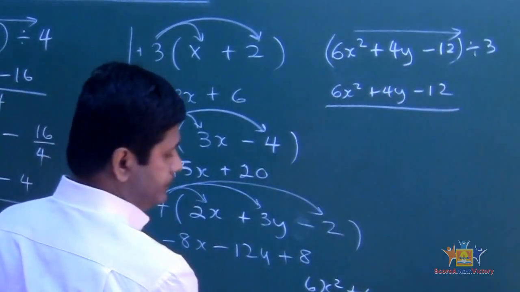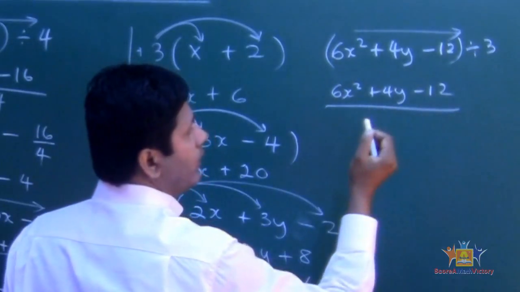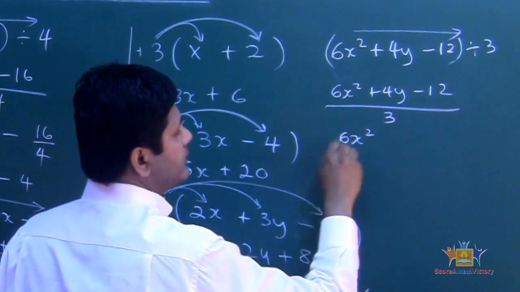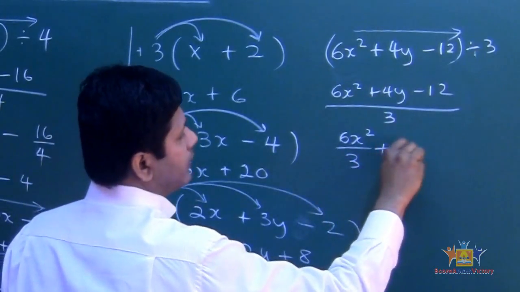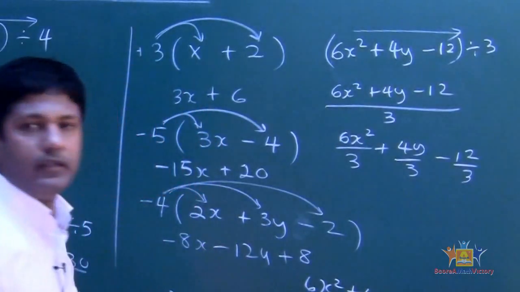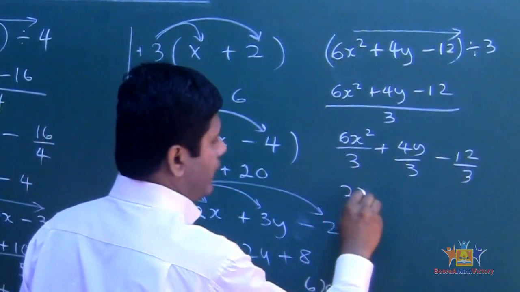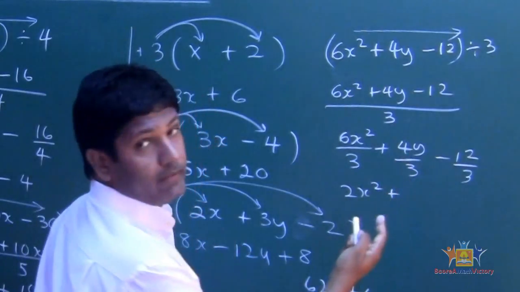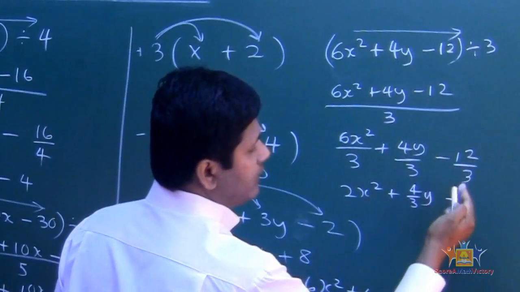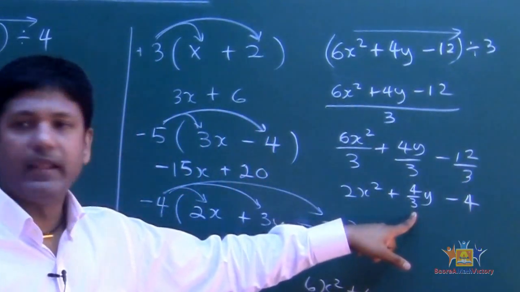Okay, keep in mind. Alright, so I convert this into this form. Divide, overline 3. Then I can break them, separate them. So I put 6x squared over 3 plus 4y over 3 minus 12 over 3. Now look at this. 6 divided by 3 is 2. So that gives me 2x squared. 4 divided by 3, I can just leave it as 4 over 3 y. Minus 12 divided by 3 is 4. See that? This one doesn't divide. I leave it like this.